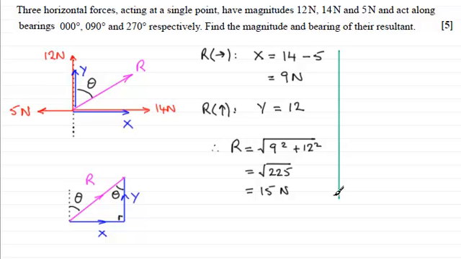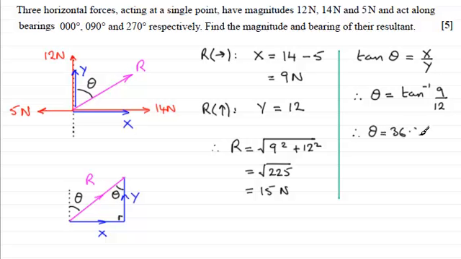As for the angle theta, we just use basic trigonometry. The tan of theta compares the opposite side over the adjacent side, so tan theta equals X over Y. Therefore I can take the inverse tan of both sides, so theta equals the inverse tan of X over Y. X is 9, Y is 12. If I work that out on the calculator, that angle theta equals 36.869 and so on degrees.